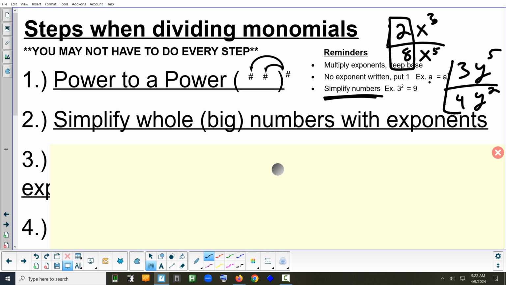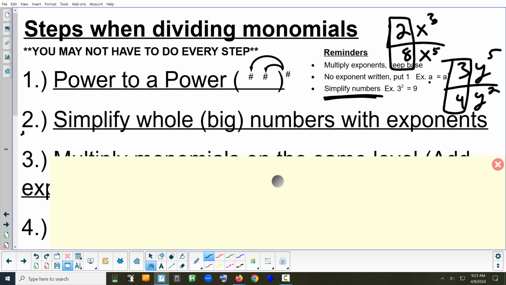Now if you had something like 3y to the 5th over 4y to the 2nd, can you simplify the fraction 3 divided by 4? Does it reduce? No. 3 divided by 4 doesn't reduce. 3 divided by 6 would reduce, that'd be 1/2. But 3 divided by 4 doesn't. So you might not always have rule 2. Okay, but that's the next step.